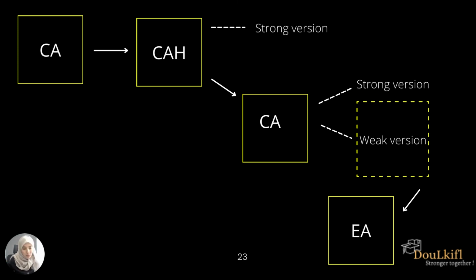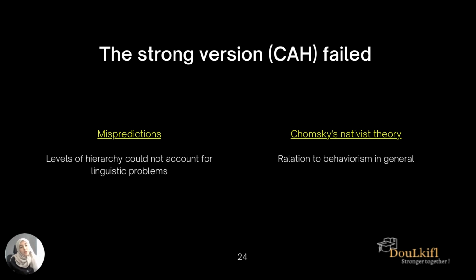So now let's take a look at why the CAH failed. Okay, what were the reasons? So we have four main reasons here. The first one is the mispredictions.